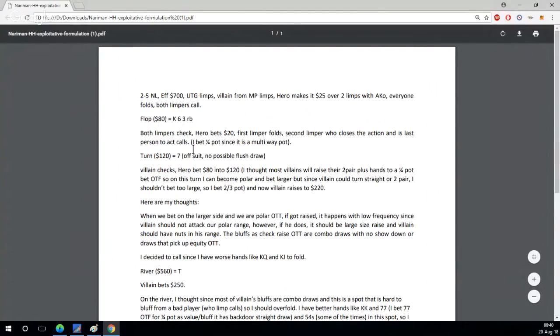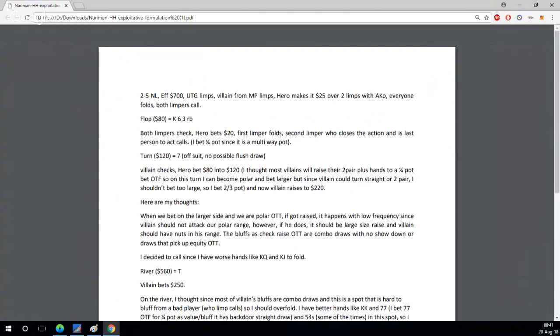All right, so yeah, okay, you can talk us through this because the hand isn't formatted very well. Yeah, sorry about that. Because this is live, I tried to write down all the details. It is a 2-5 no limit. The effective stack at this point is 700. Many limpers with bad players. Under the gun limps. Another guy who's a villain limps from middle position, and I make it to $25 over 2 limps with ace king offsuit. Here suits don't matter, so that's why I haven't mentioned that. Everyone folds except the limpers.